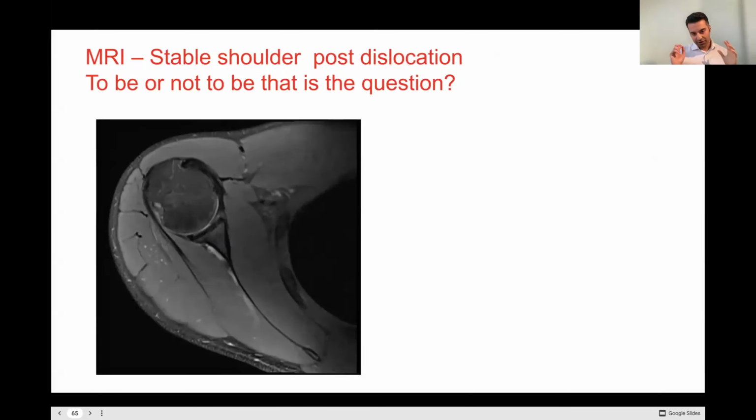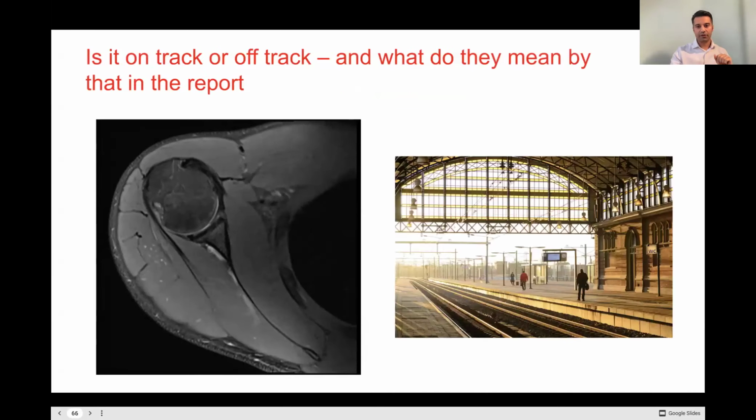So this is an MRI, okay? The MRI has been given to you, and the question is: is this shoulder stable post dislocation? To be or not to be? Is it stable? That is the question. And these are your cheat codes for how you're going to get there, okay? This is what you're going to apply in clinic, and hopefully it's going to make your life a lot easier.